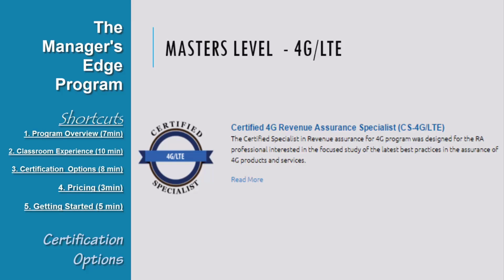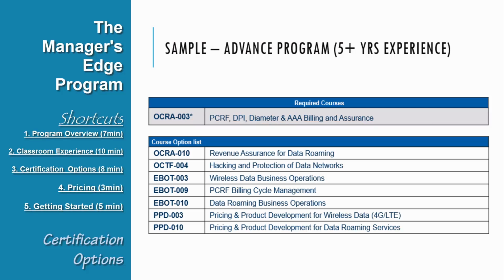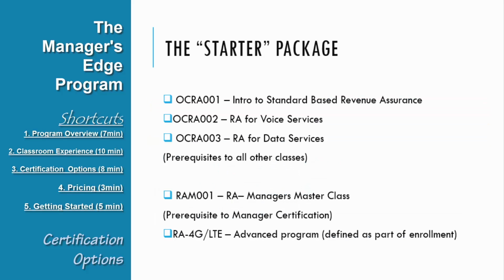In addition to that, for the advanced master's level people that have been experienced, and all those people who have completed the normal CPRA GRAPA certification, we have a master's level 4G LTE. So this program involves the OCRA 003 and OCRA 10, which are the data revenue assurance and data roaming assurance, and then students can choose the optional electives from among all of the classes that you see listed there.